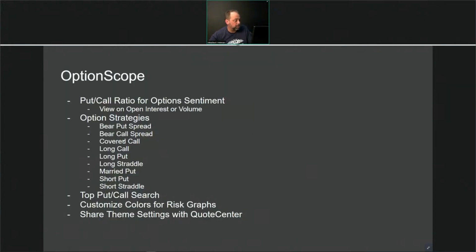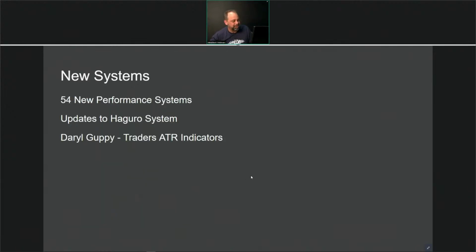You've got bear put spread, bear call spread, covered calls, long puts, married puts, short puts. You can now do a time-to-expiration graph over any of those, and very, very easily. This is the option I bought. There's my graph. That's all you have to do. We did talk about the top put/call search and the ability to set the colors. And again, it shares the settings with OptionScope. So there you go.